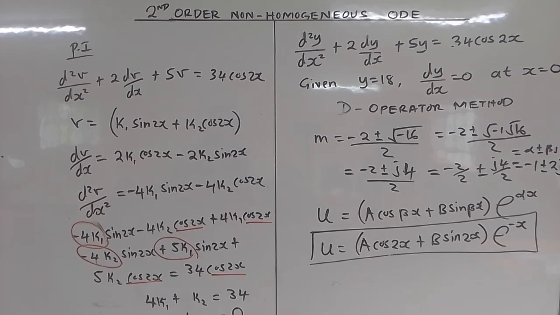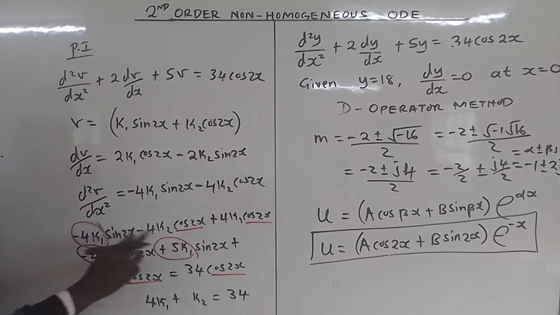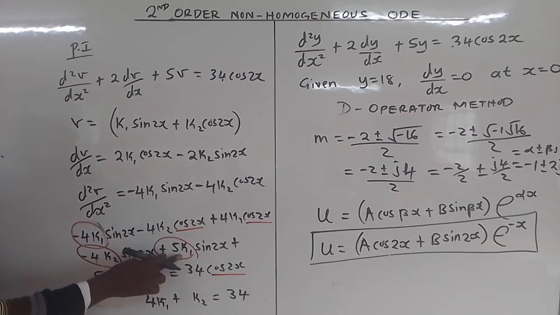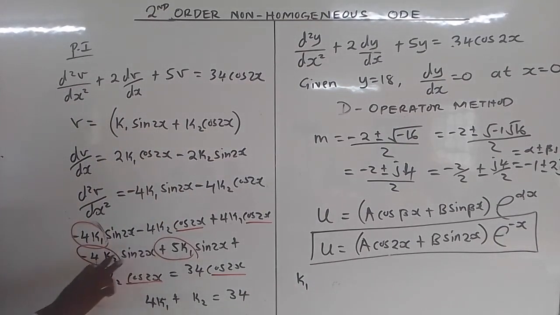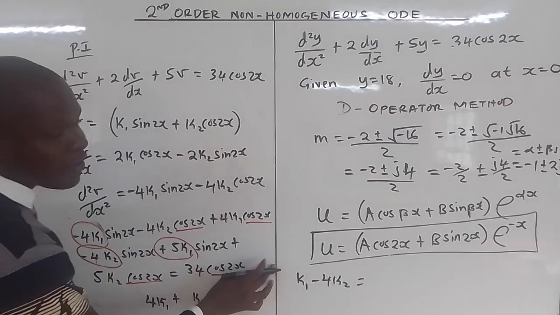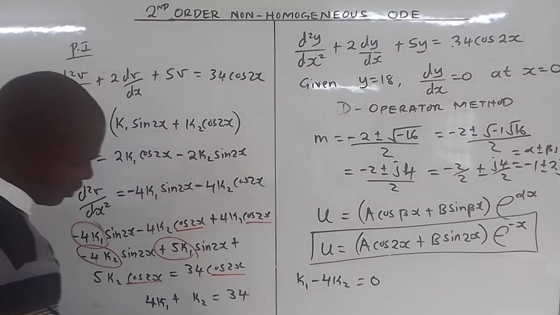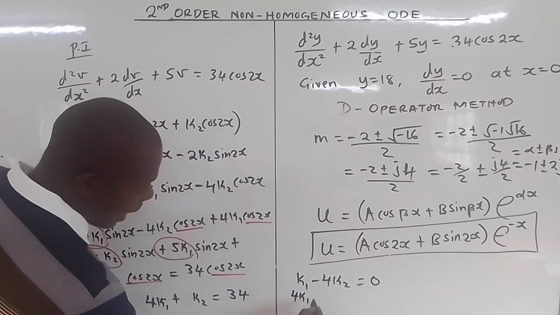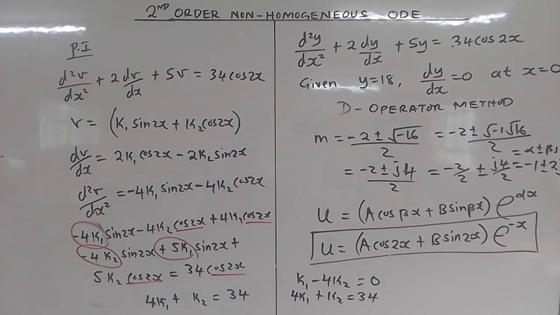Can you now solve the simultaneous equation? So here the coefficient of sine 2x is negative 4k1 and positive 5k1, giving you a total of k1, isn't it? Then we have minus 4k2. On the other side of the equation, there is no sine 2x, meaning its coefficient is 0. And the first one we found was 4k1 plus k2 is equal to 34. Solve the simultaneous equation.